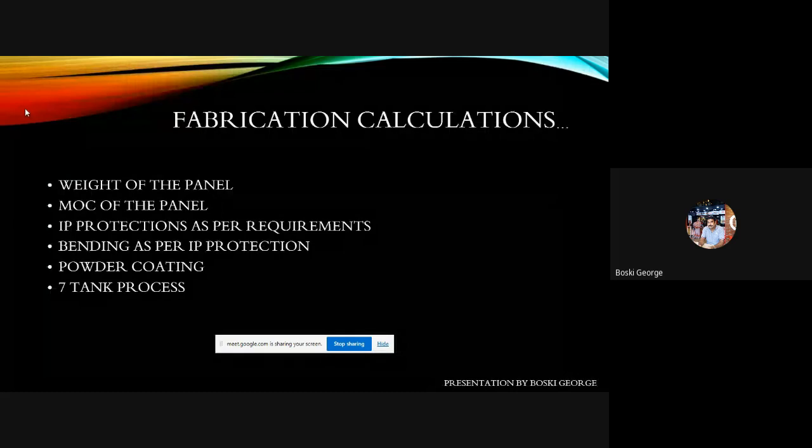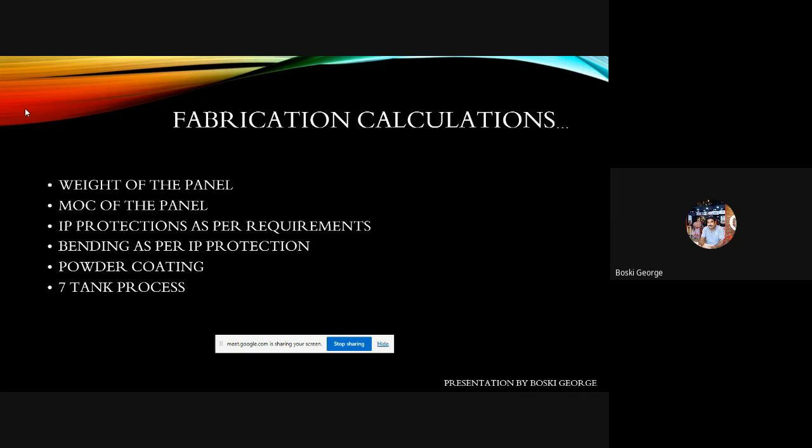Next we move on to the fabrication calculation. In the beginning, as I said, there are two types of designing, mechanical designing and electrical designing. In mechanical, fabrication calculations are there, like the weight of the panel, how much will be the total weight of my panel without wiring. So how much steel I have to purchase, how much raw material I have to purchase for this particular panel.